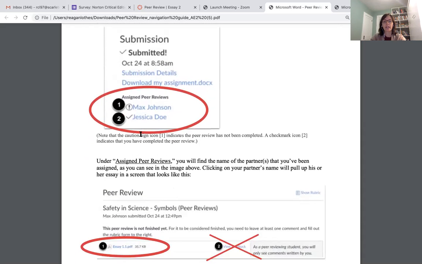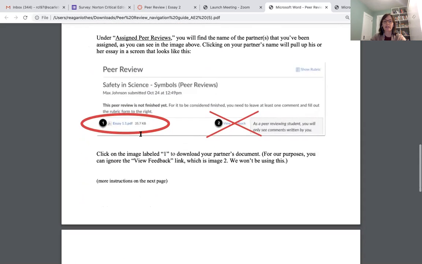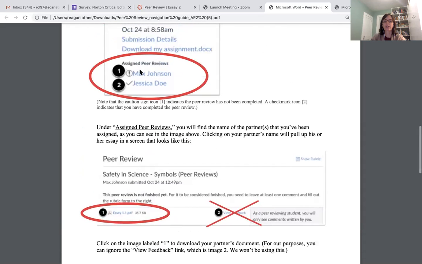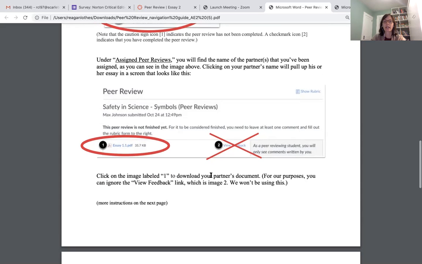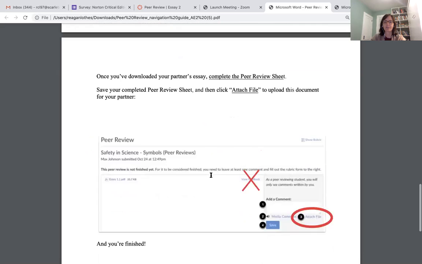And what's important here is when you click on the name, it is going to bring up the peer review section. And on the left side, you will see the document that your partner uploaded. That's their rough draft. And for our purposes, we're ignoring this view feedback, right? So we will not be going into view feedback. I don't think for any of our peer reviews, actually. Okay, so steer clear of that.